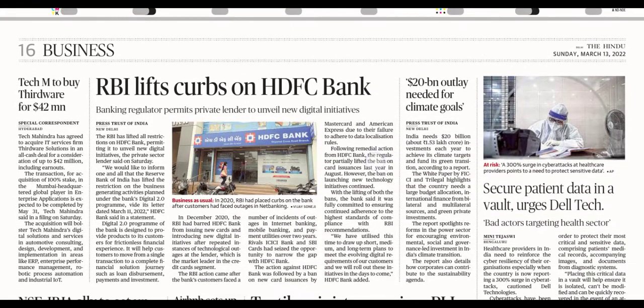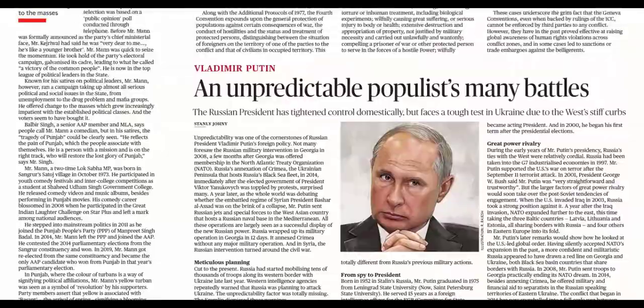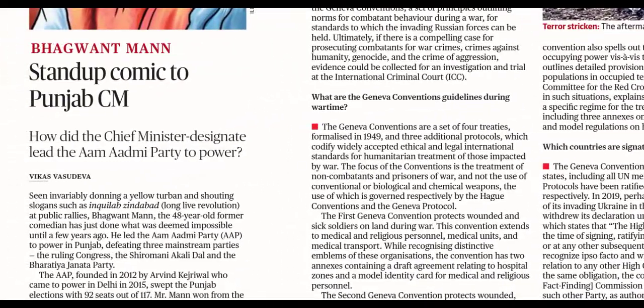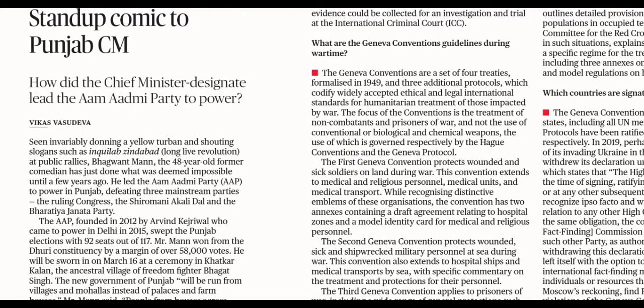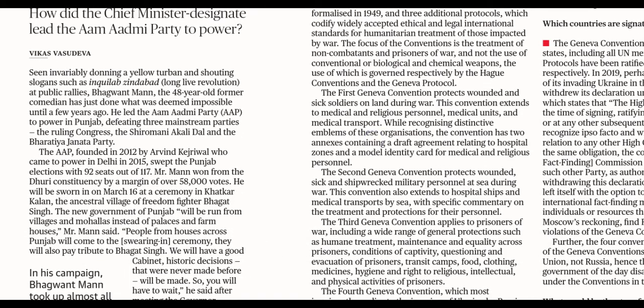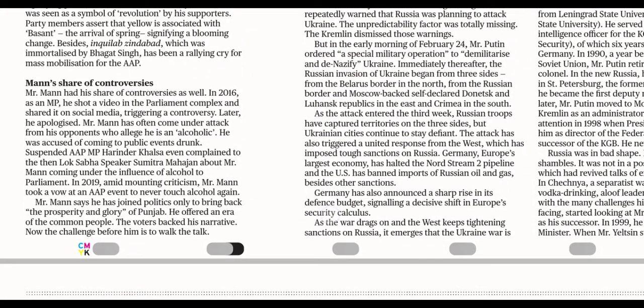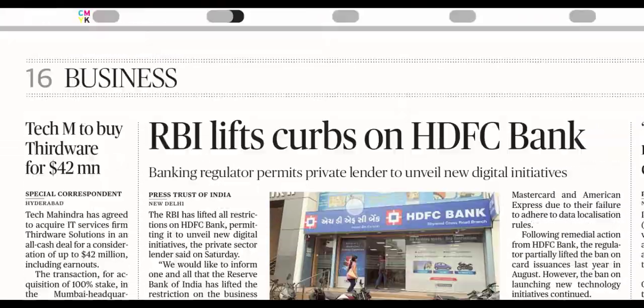So these are two significant articles. RBI lifts curbs on HDFC Bank. Stand-up comic to Punjab CM: how did the Chief Minister designate lead the Aam Aadmi Party to power? Mann's share of controversies.